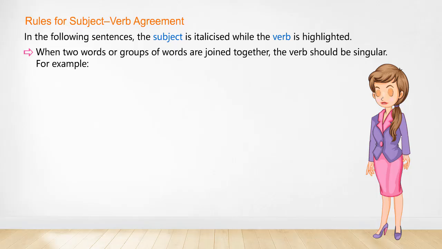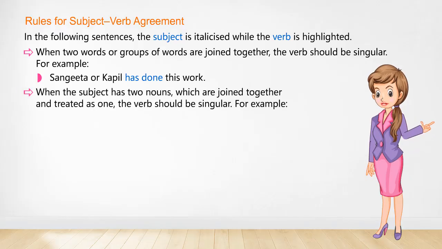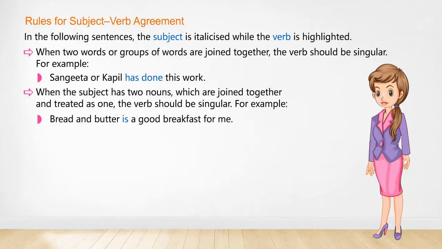When two words or groups of words are joined together, the verb should be singular. For example, Sangeeta or Kapil has done this walk. When the subject has two nouns which are joined together and treated as one, the verb should be singular. For example, bread and butter is a good breakfast for me.